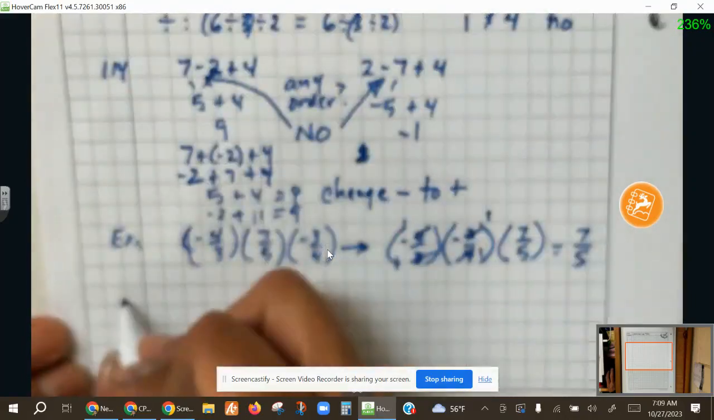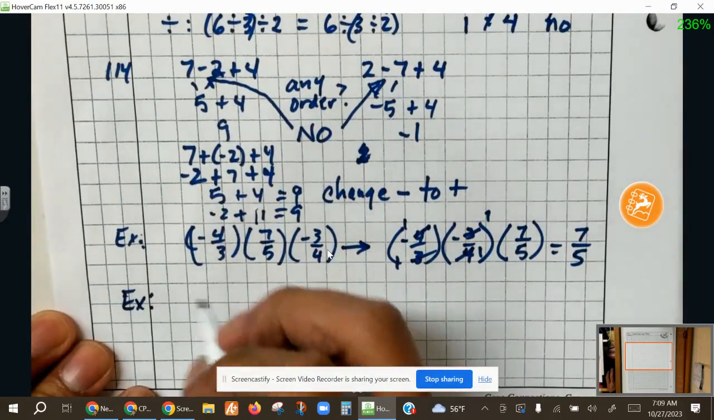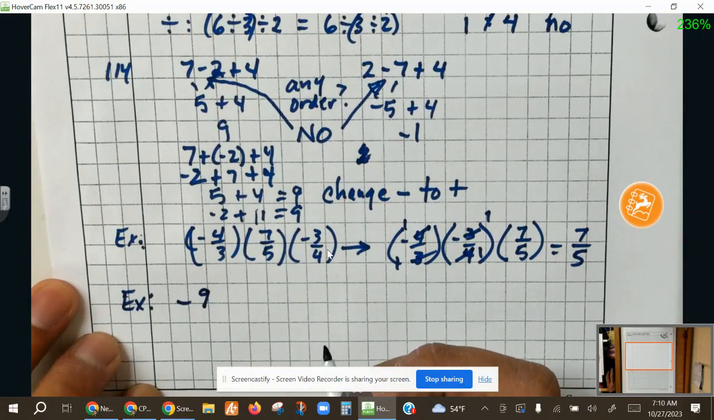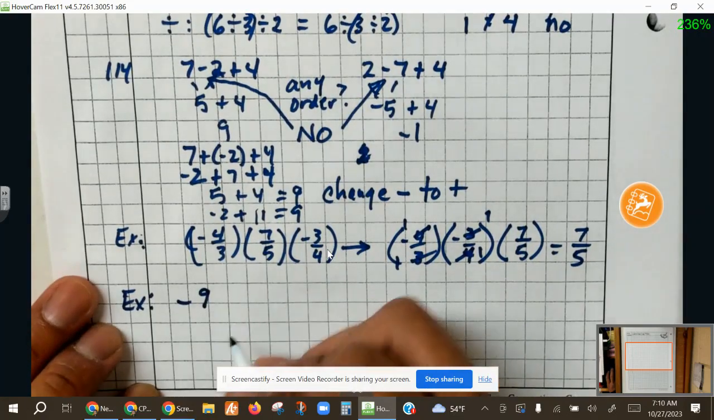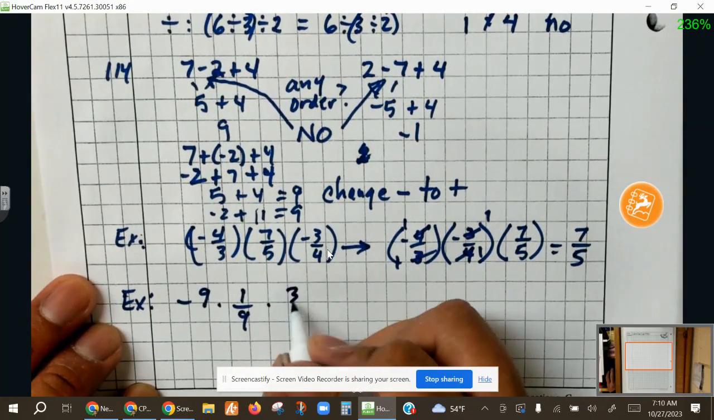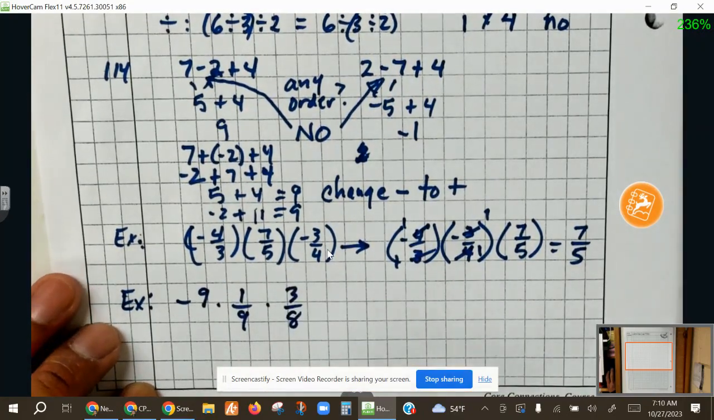All right, so let's try a couple other examples. Let's do -9 times 1/9 times 3/8. So how can we solve that one?